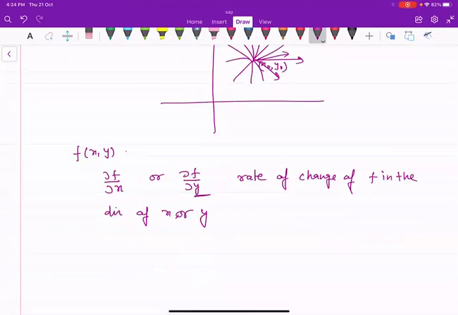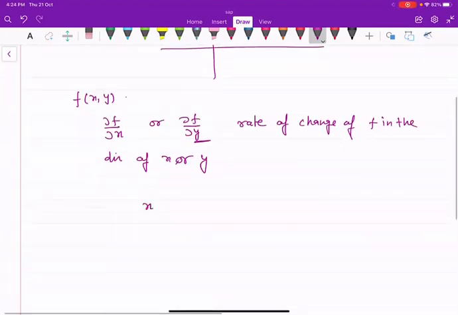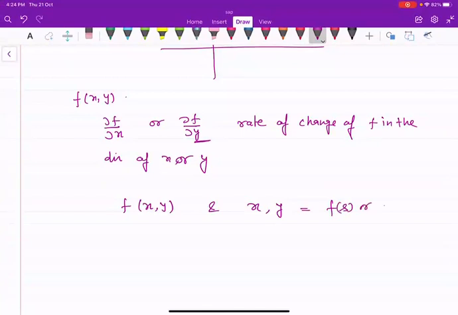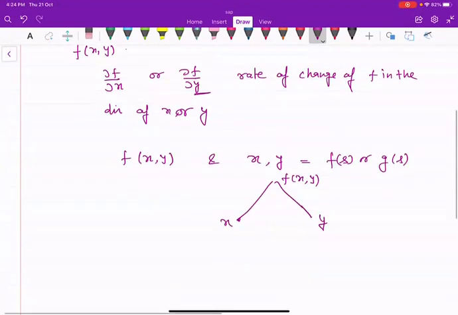So what is directional derivative? Suppose f is a function of x comma y, and x and y are associated with some variable s. That means we can write it in this way: x, y, and x and y are denoted by some function of s.